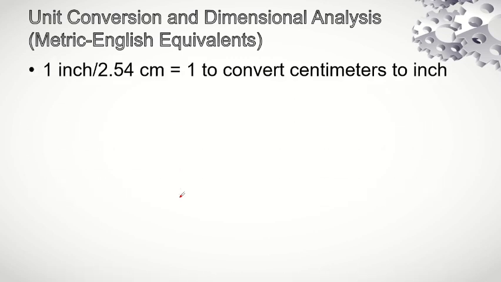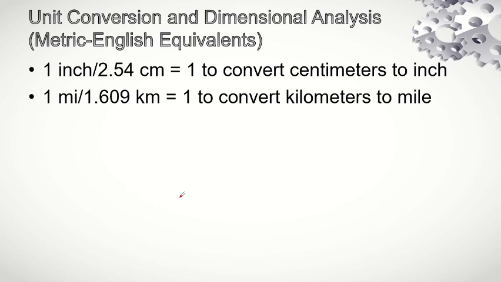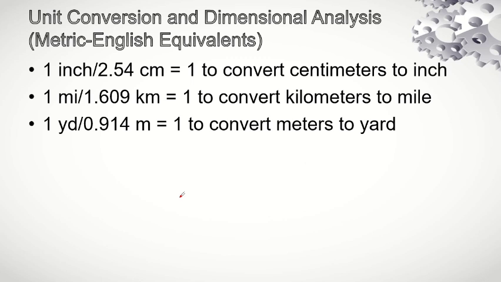Unit conversion and dimensional analysis. In 1 inch, we have 2.54 centimeters. This is the conversion factor to convert centimeters to inches. 1 mile is equal to 1.609 kilometers, a conversion factor to convert kilometers to miles. 1 yard has 0.914 meter, that is to convert meters to yards.